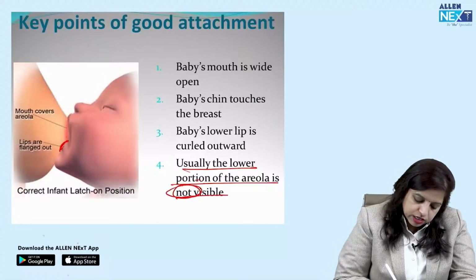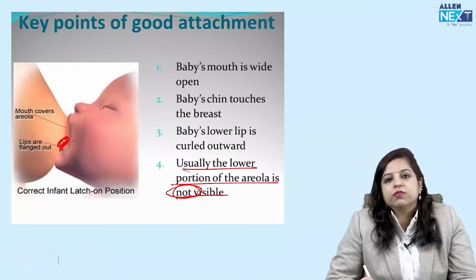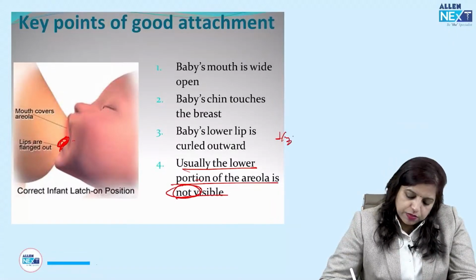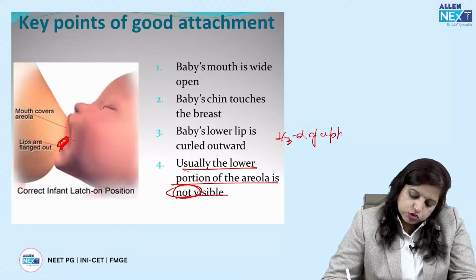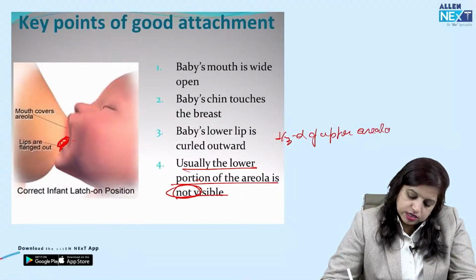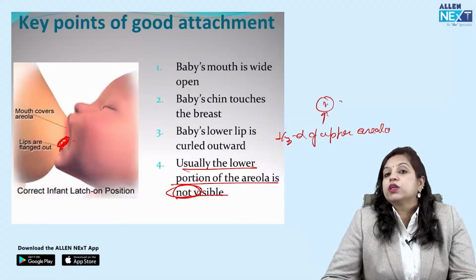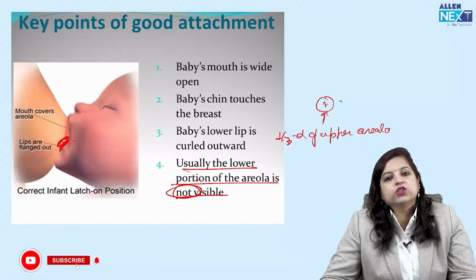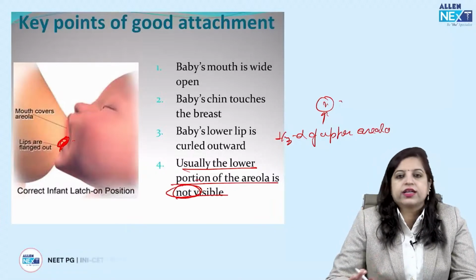That means the complete lower areola should be inside the mouth. Even if one third of the upper areola is visible, that is normal. Upper areola one third is normal if visible, but the lower part of the lower areola should not be visible. It should be completely in the baby's mouth. So these are all key points of good attachment in the child.